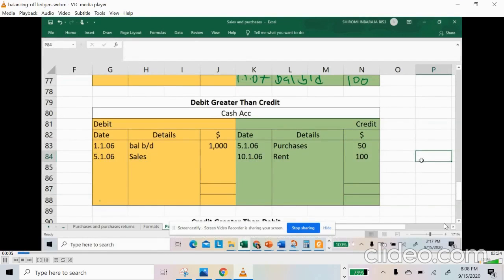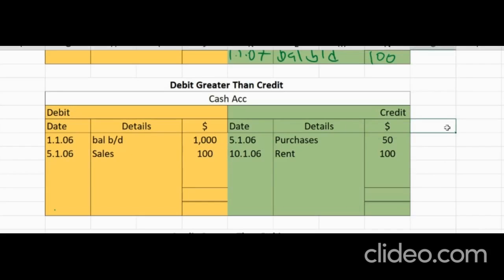Now let's see how to balance a ledger which has a greater debit side value. As you can see in this example, the debit side is greater than the credit side. The yellow side is greater than the green side. Now, what are we supposed to do in this case in order to balance the ledger?